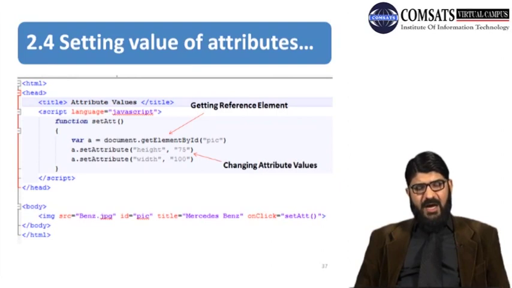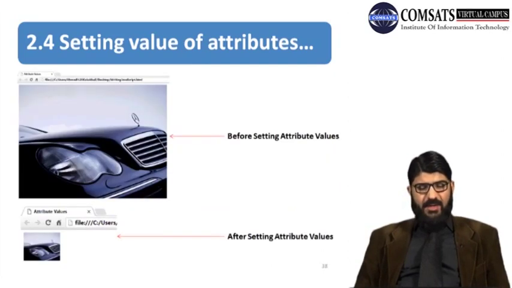Let's see what is the output of setting the value of an attribute. Before using setAttribute, the image is presented large on the screen, and after applying setAttribute, its height and width are set accordingly as given in the values. So by using setAttribute, the particular element is changed.